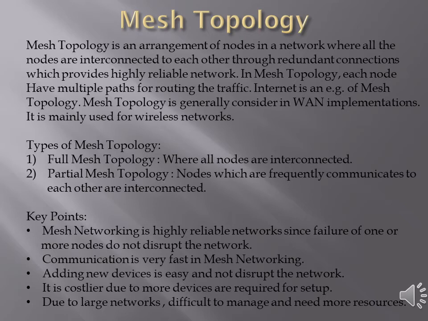Key points. Mesh networking is a highly reliable network since failure of one or more nodes does not disrupt the network. Communication is very fast in mesh networking. Adding new devices is easy and does not disrupt the network. It is costlier since more devices are required for setup. Due to the large network, it is difficult to manage and needs more resources.